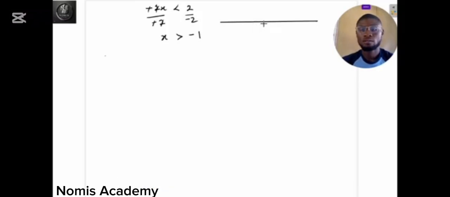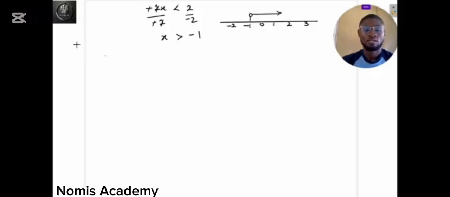Let's say I keep my 0 here, then 1, 2, 3, and minus 1, minus 2. So x is greater than minus 1. This is my minus 1, and it goes up. Remember that minus 2 is less than minus 1, so it is not going in this direction. Since minus 1 is greater than minus 2, it's going this way. These are the numbers that are greater than minus 1, so this arrow faces this side. This is the representation of x greater than minus 1 on a number line.